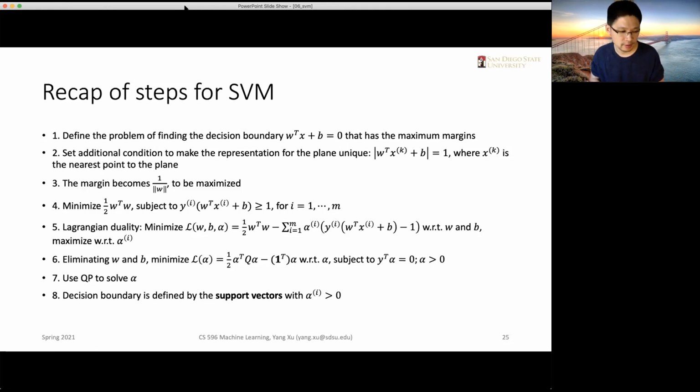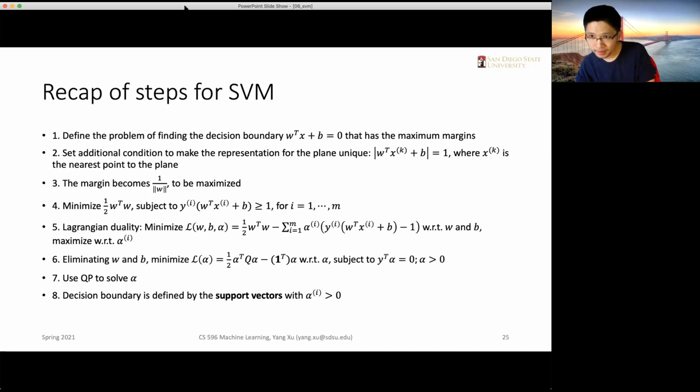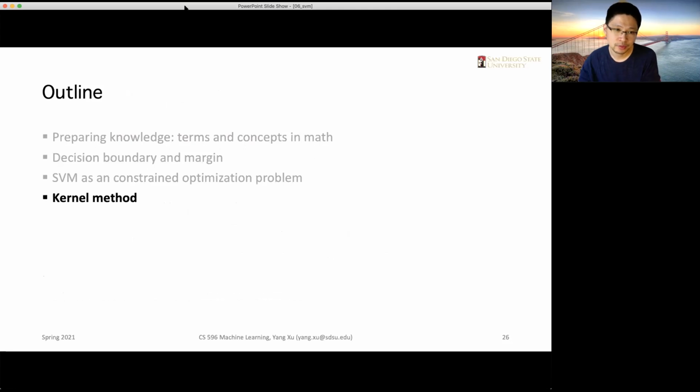Okay, what about non-linearly separable data? What about when we cannot find a linear decision boundary that does the perfect split? So this is a case where we need to refer to other methods. So in the outline here, we say there's a method called the kernel method. But other than the kernel method, we are also going to talk about the soft margin method. Okay, so it's not just the kernel method. But we will look at the kernel method first.